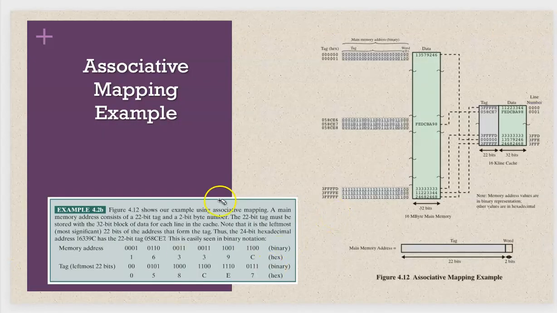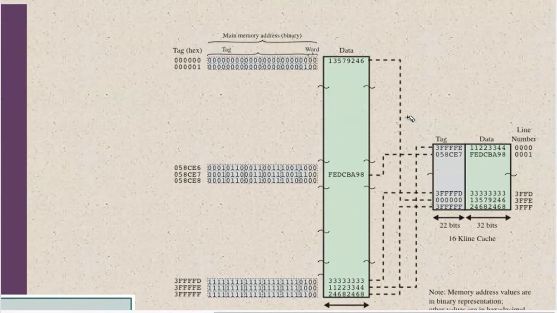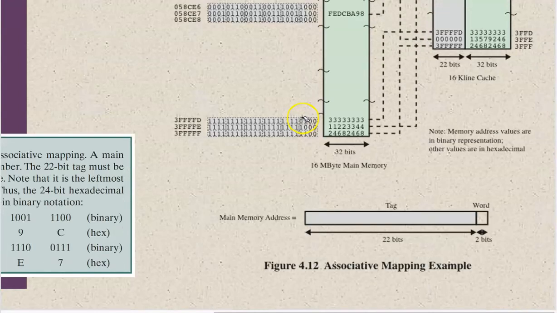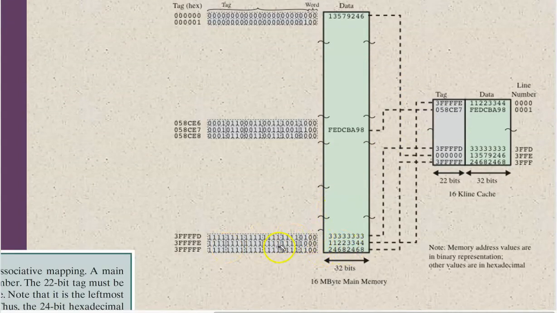Okay, so this is an associative mapping example. Let's see how it does it. So same case, we have our main memory address in binary. This is our tag, and our word field is only 2 bits over here. Our tag bit is 22 bits, our word bit is 2 bits in this case. So this is the data associated with this tag memory. And this is the data associated with this tag. And this is the data associated with these tags.